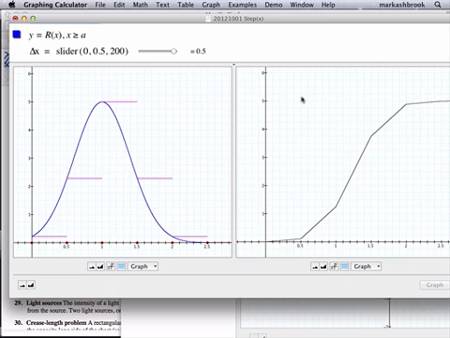He said the blue function is the exact rate of change. Yeah. Agree with that? I can do even better.